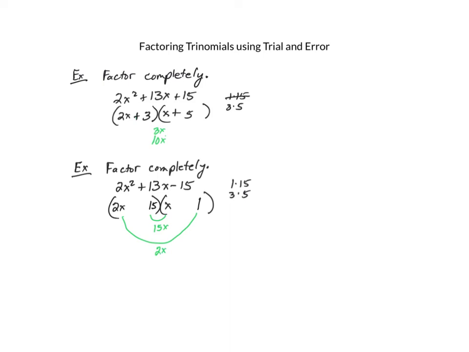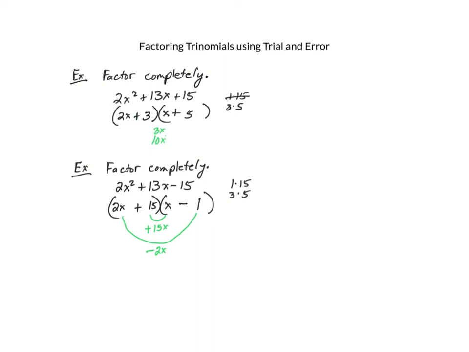Remember I said at the beginning of this one, one's plus and one's minus. We need a positive 15x and a negative 2x in order for the sum to be 13. So that means I'm going to put a plus on the 15, a minus on the 1, and I will get the 13x in the middle, and my 15 times negative 1 is equal to negative 15. So this one is factored. So look how different the factors were, this one versus this one. Just that last sign being different gave us a completely different result.